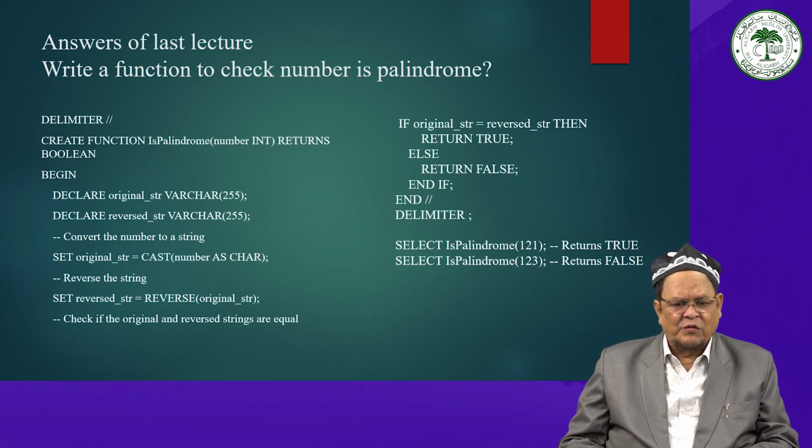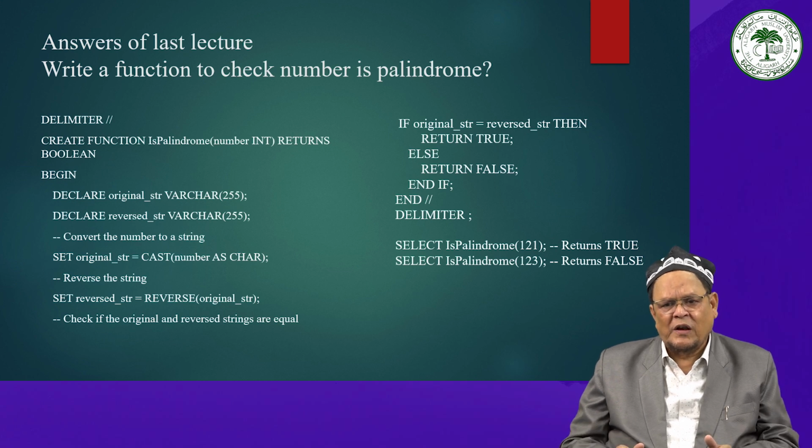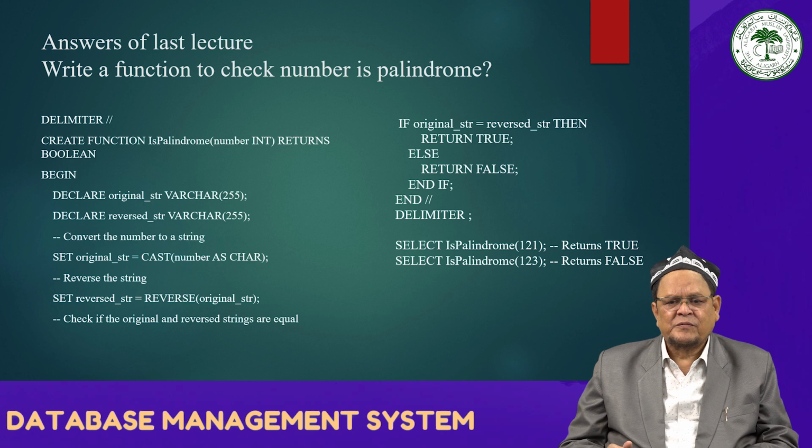Then we have to check if the original and reversed strings are equal. If it is equal, then we can say this is a palindrome. If it is not, it will give the other result. So if original_str is equal to reversed_str, then we return true, otherwise, else return false. Then END IF, END, and then DELIMITER.